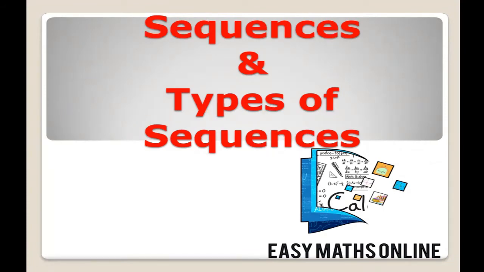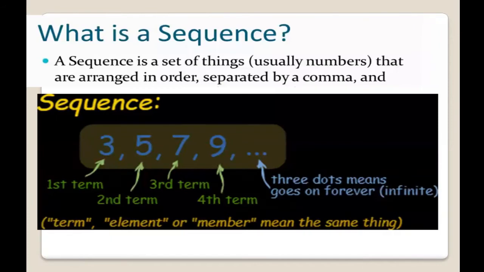So let's start. What is a sequence? A sequence is a set of things, usually numbers. In mathematics, when we say a set of things, we usually mean numbers, but it is not necessary; you can take anything. A sequence is a set of things that are arranged in order and separated by a comma.